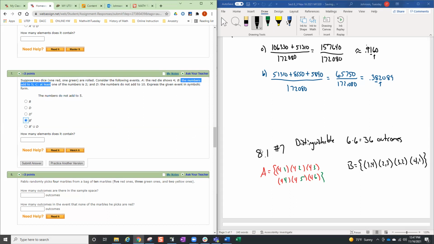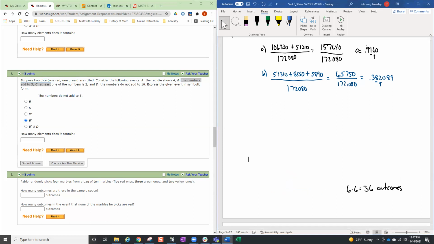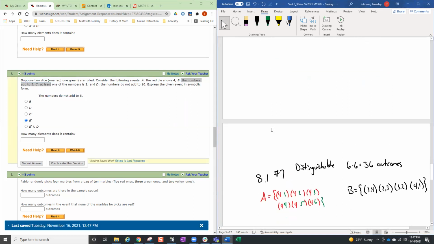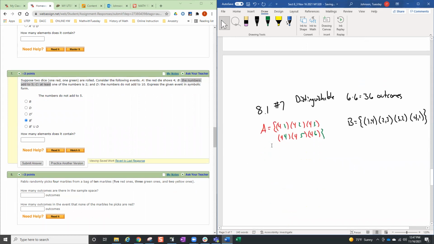What might they say instead? I'm going to bring us back over here because I did a whole bunch of nonsense that wasn't helpful. Quick question, where did you get the 6 from? These ones? Yes. Because if the red die shows a 4, it doesn't say what the green die is. So the green die could be any of the 6 numbers. But it turns out they're not helpful in this problem. No, I meant where, because I noticed you multiplied 6 times 6 to get 36 outcomes. 6 sides on a die.